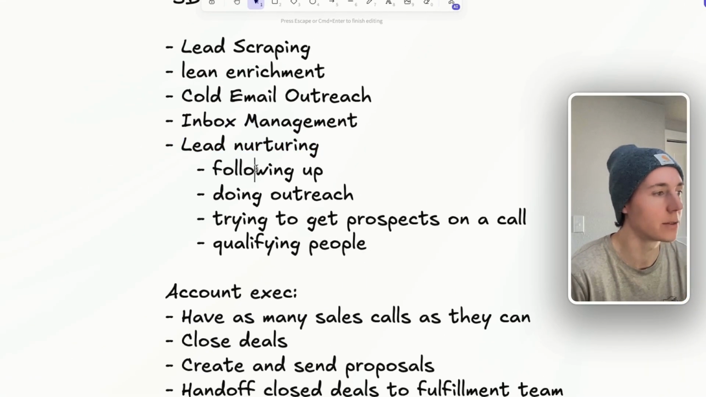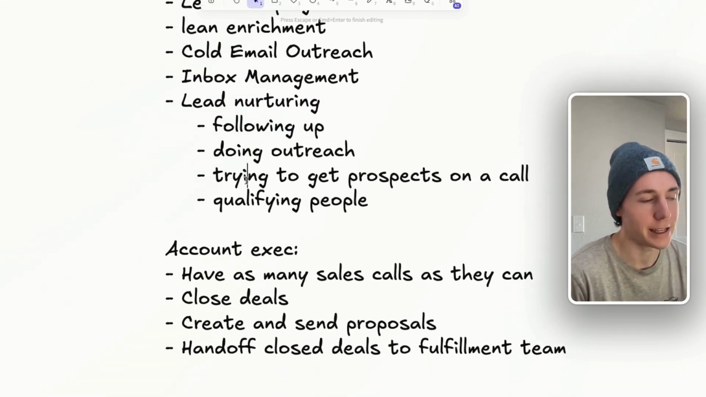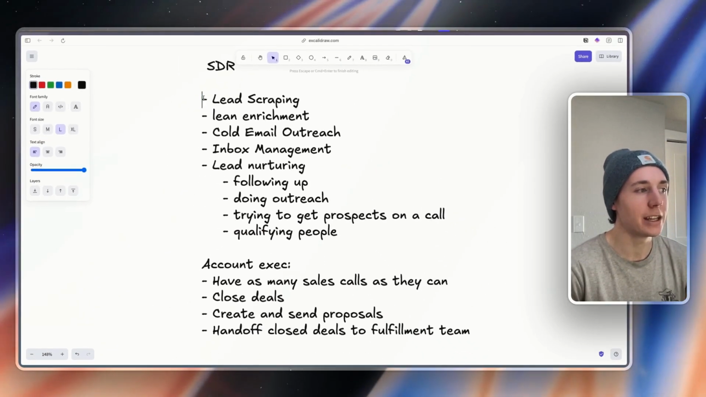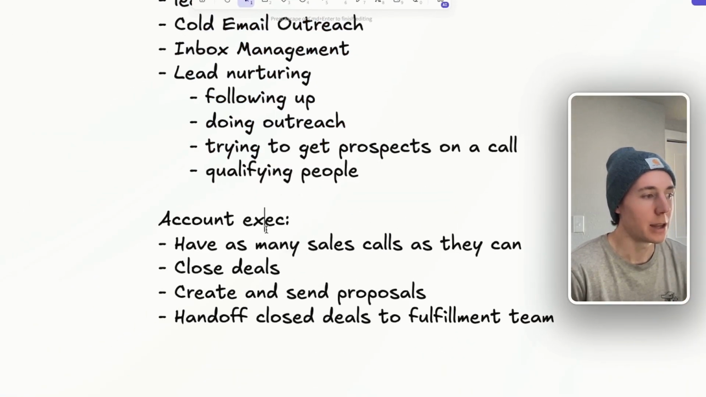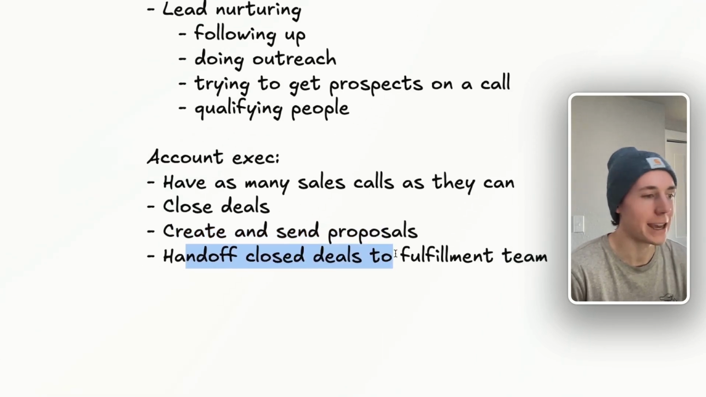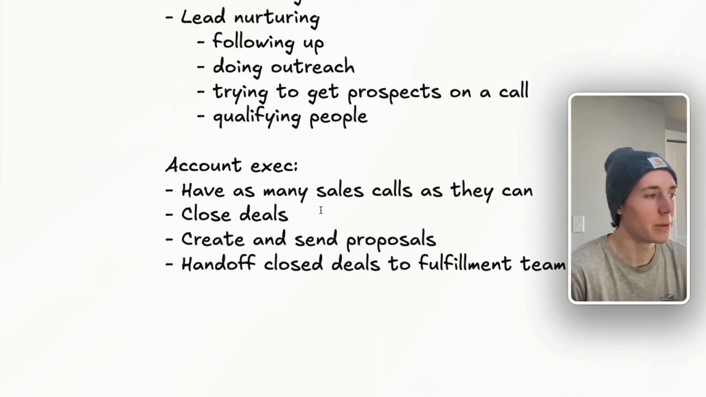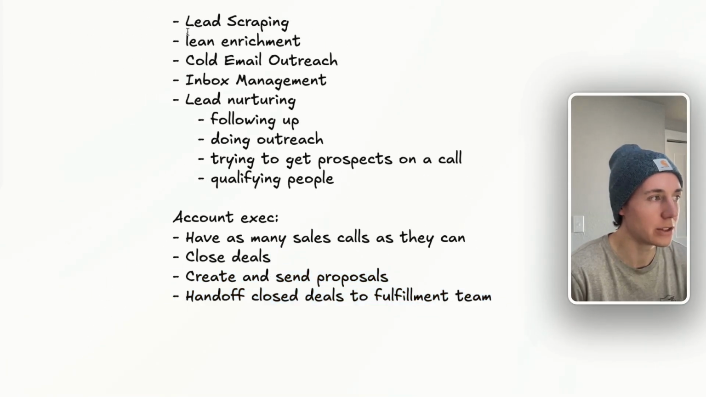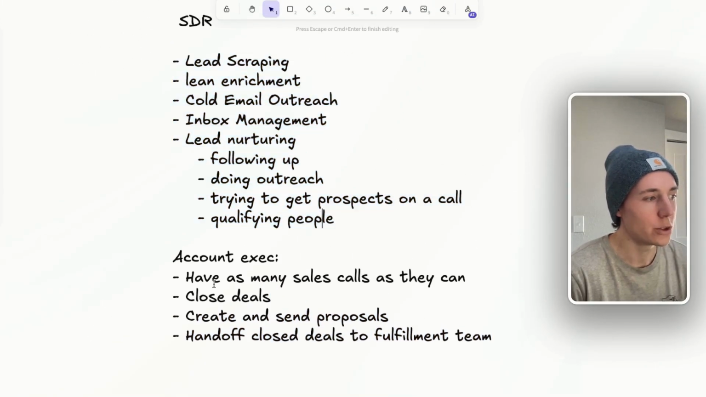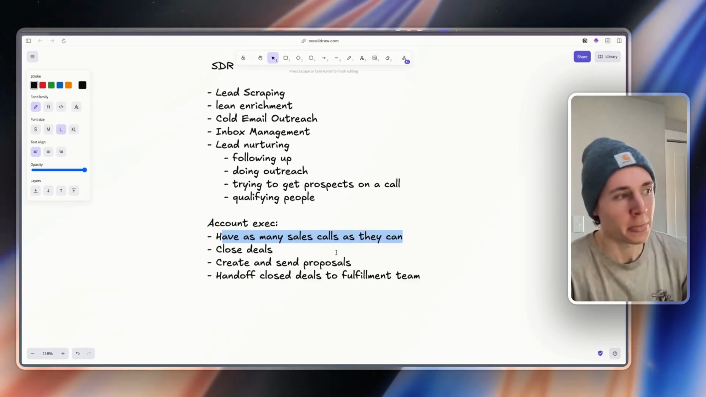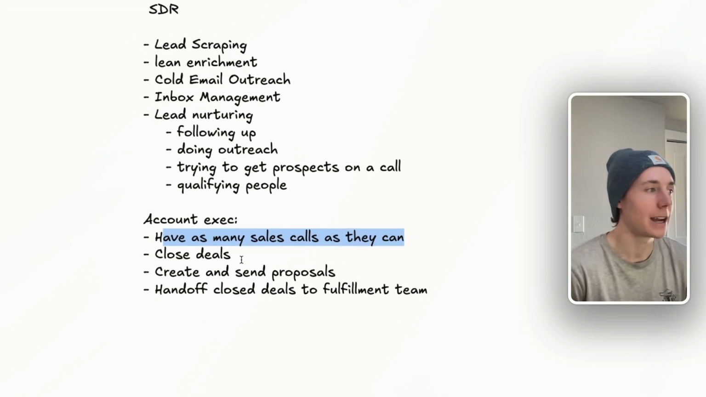You have to nurture, you have to follow up, you have to try to get the prospects on a call, you have to qualify people. So these are each individual agents that we can build. Then we can also build an agent to send proposals, to hand off and do onboarding. So mainly the whole entire goal of sales agents is to do these roles and to get sales calls on the account exec's calendar. And so let's dive into how we would actually do this.